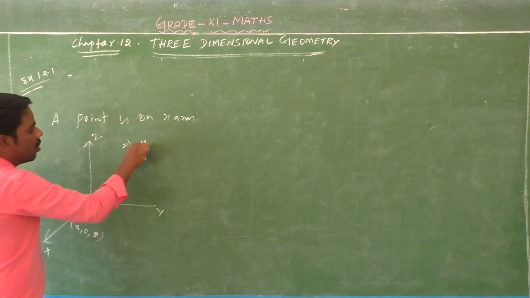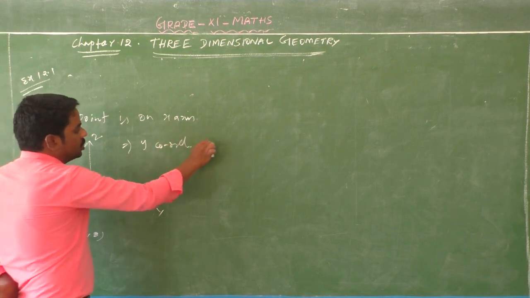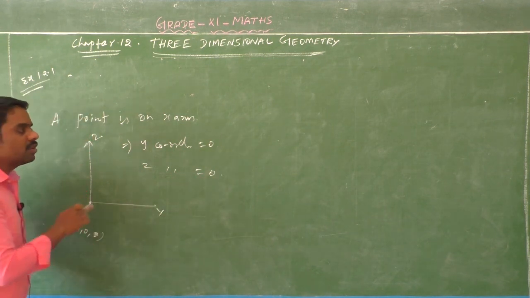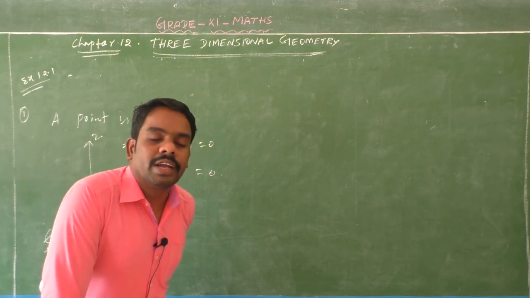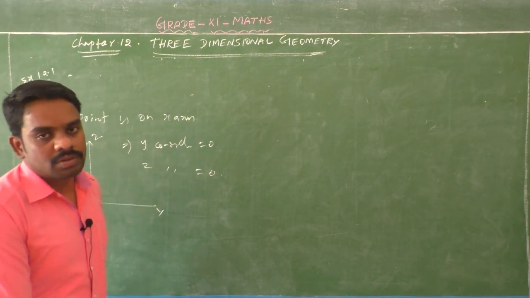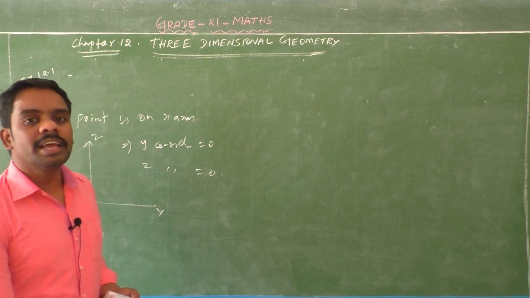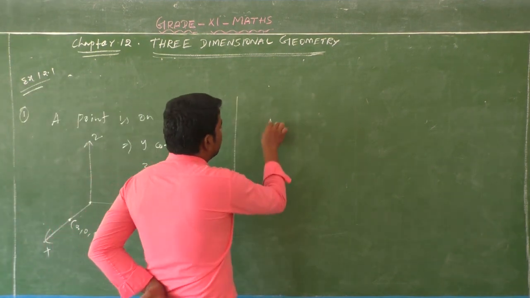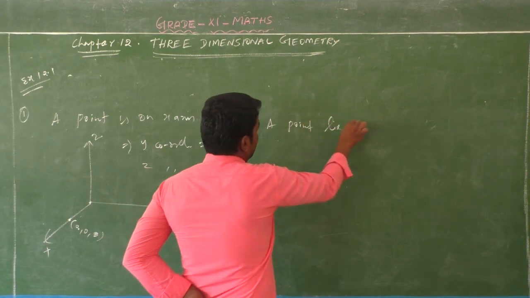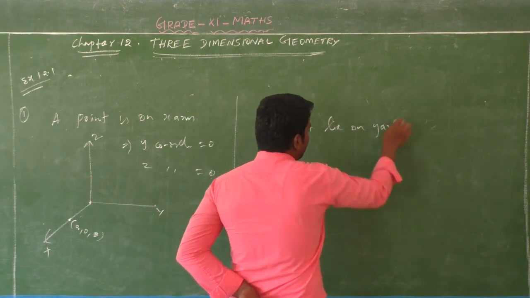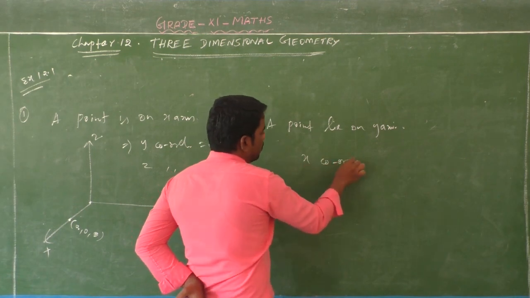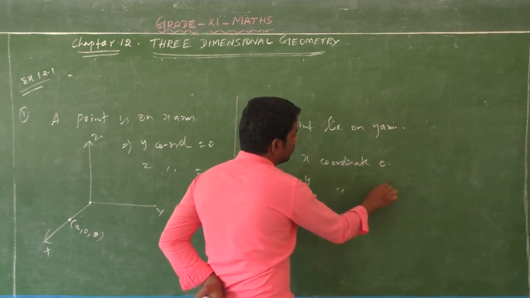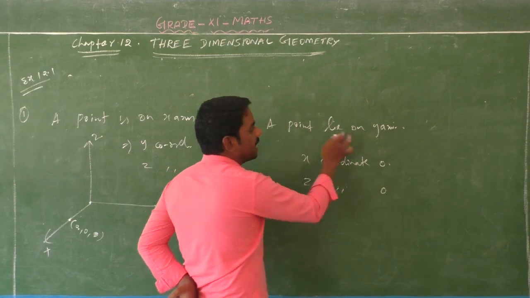So here the y coordinate value is 0 and the z coordinate value is also 0. So this point lies on the x-axis, therefore the x coordinate value is non-zero, and the y coordinate value is 0, and the z coordinate value is 0. Similarly, for a point that lies on the y-axis, here the x coordinate value is 0, and the z coordinate value is 0.